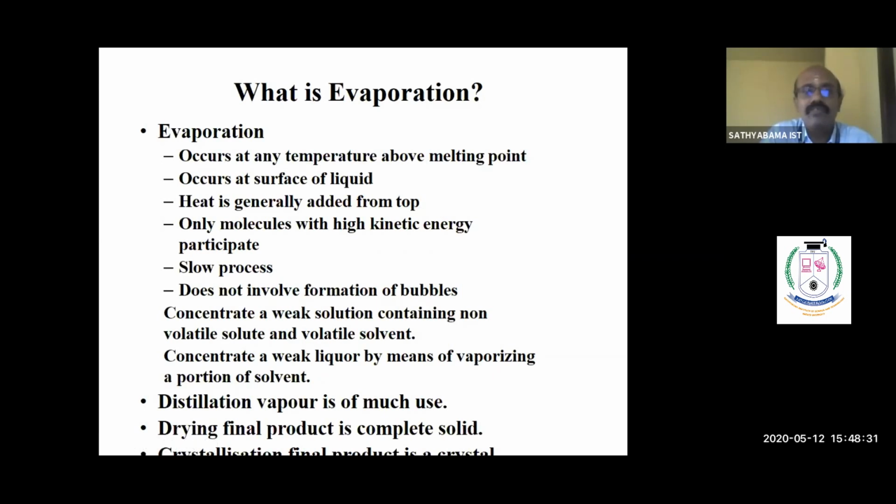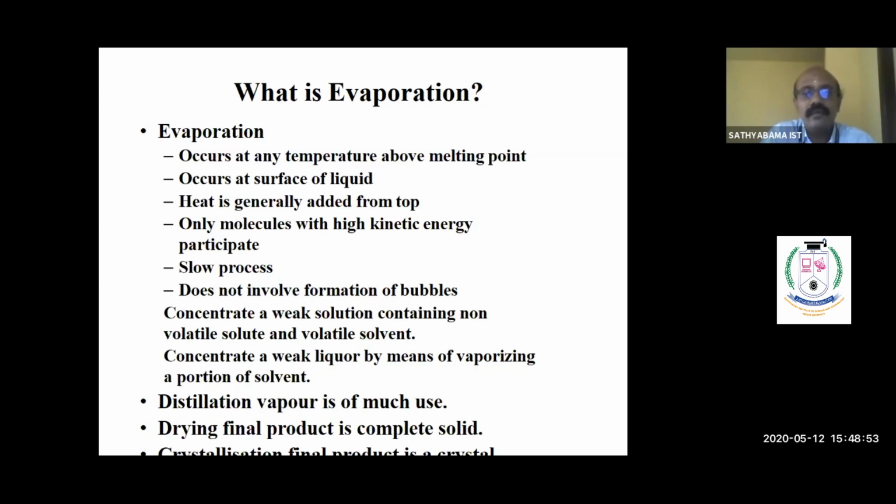Coming to evaporation, it is a process which occurs at any temperature above the melting point. It occurs at the liquid surface, wherein heat is generally added from the top. Only the molecules with higher kinetic energy can participate in this kind of evaporation process. It is a slow process. It does not involve the formation of bubbles.